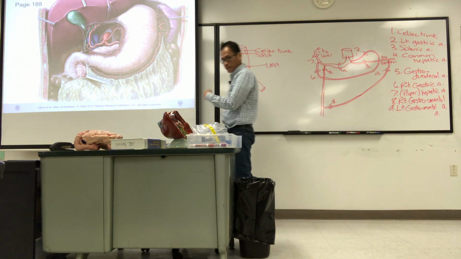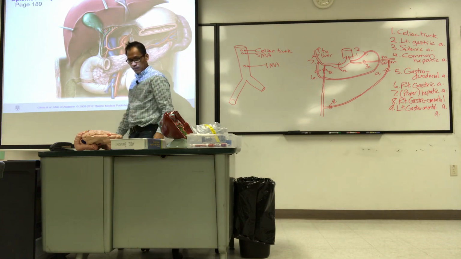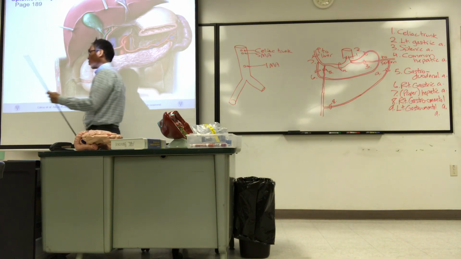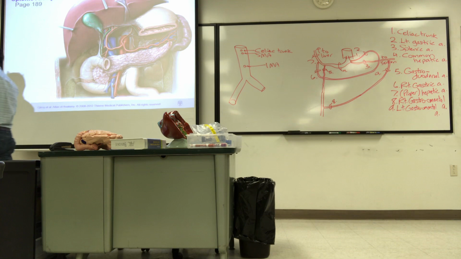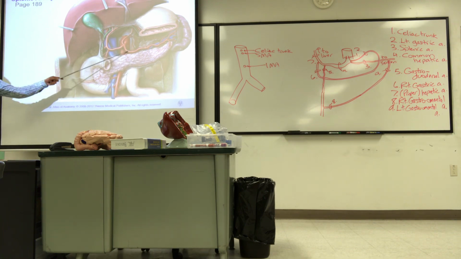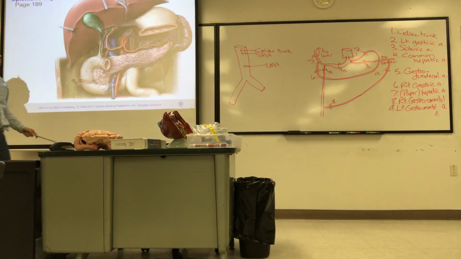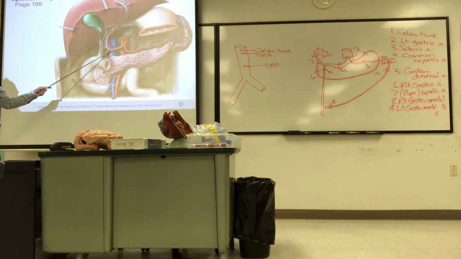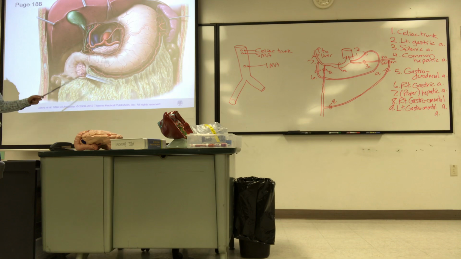I have some other pictures here that you could study. Some of the branches are missing, but you have to know them all. This picture shows the stomach cut away so you can see that. Can you please show us on the other image, number 7, 8, and 9? Oh, okay. Sorry. All right, so here's the gastroduodenal.